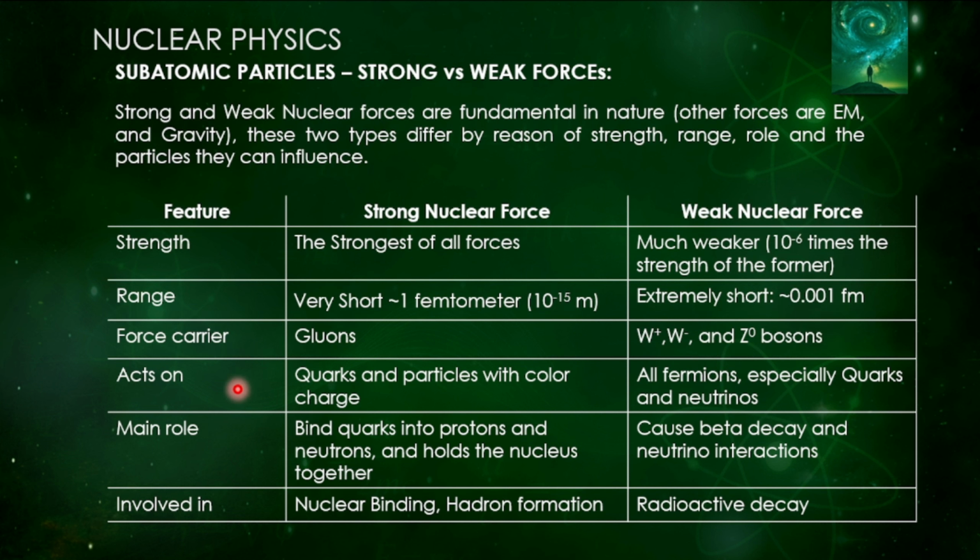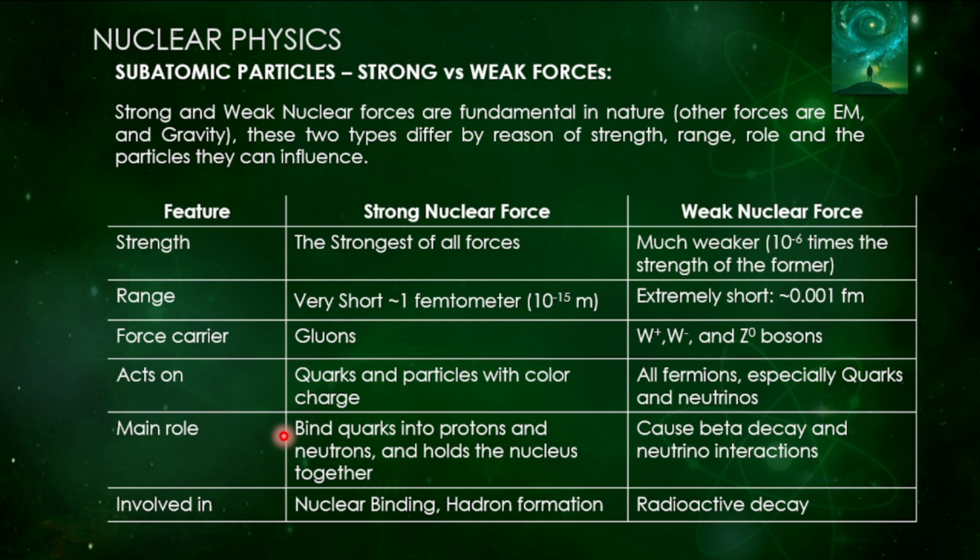Now, the strong nuclear force acts on quarks and particles with color charge, but the weak nuclear force acts on all fermions, especially quarks and neutrinos, because the weak nuclear force interacts with all types of fermions. So all particles that are among the fermions, as we mentioned.